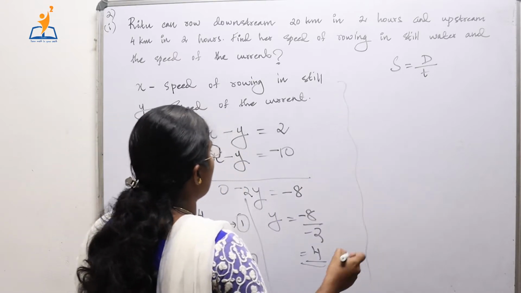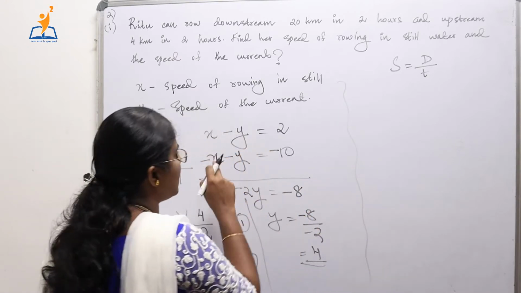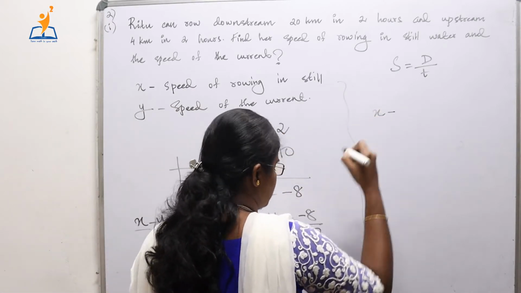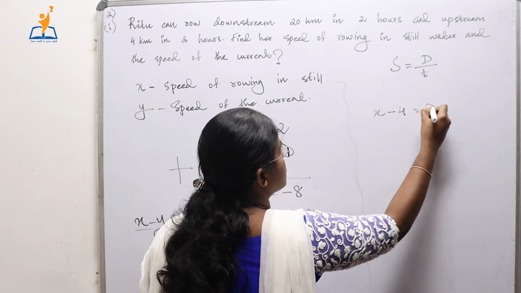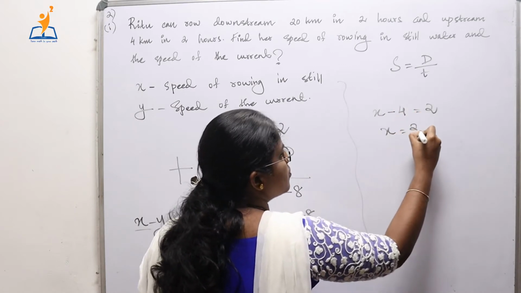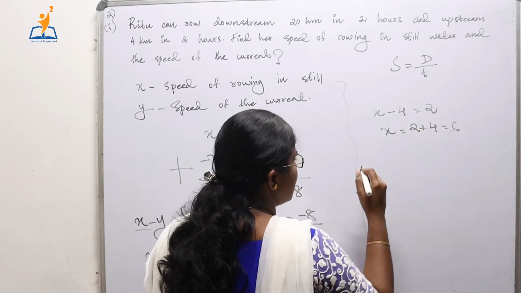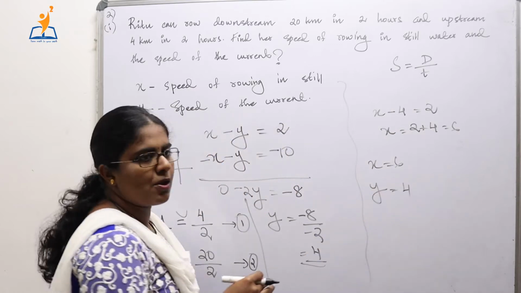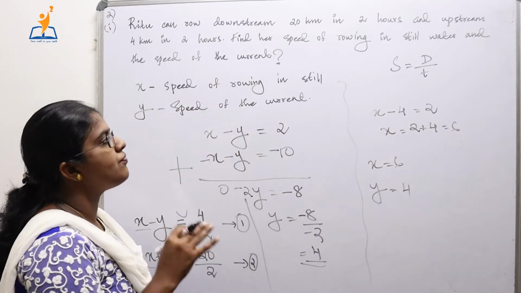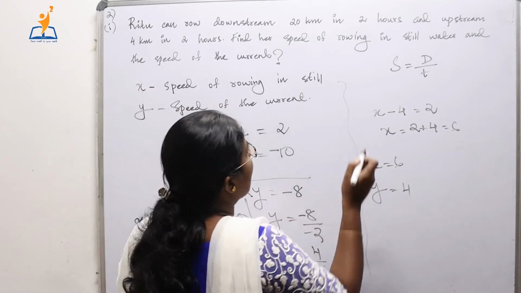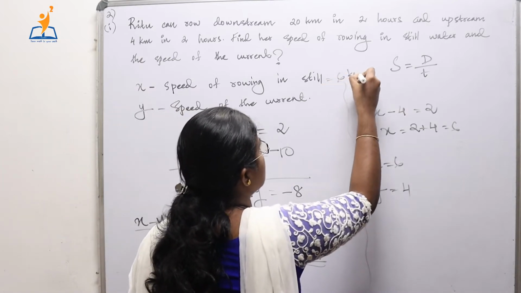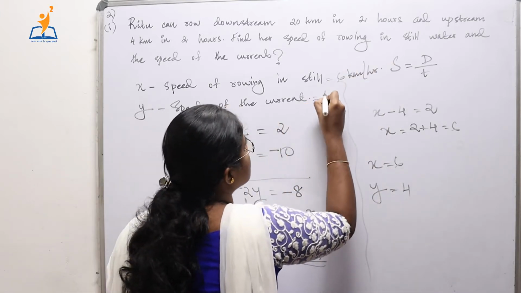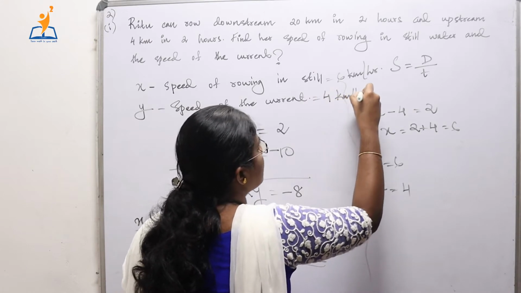Now to find the value of x, we have to substitute the value of y in any of these equations. Let's put it in here. That is x minus y, with y equal to 4, is equal to 2, which means x is equal to 2 plus 4, which is equal to 6. So x is equal to 6 and y is equal to 4 is the required solution. So the speed of rowing in still water is x, that is 6 kilometers per hour, and the speed of the current is y, that is 4 kilometers per hour.